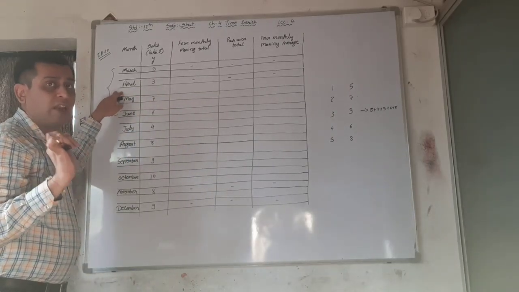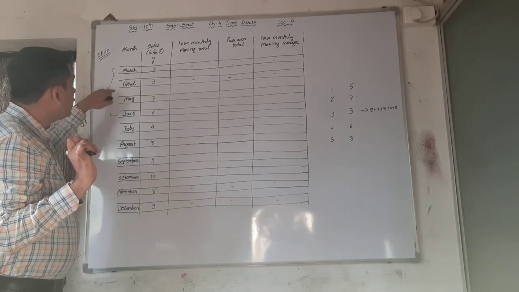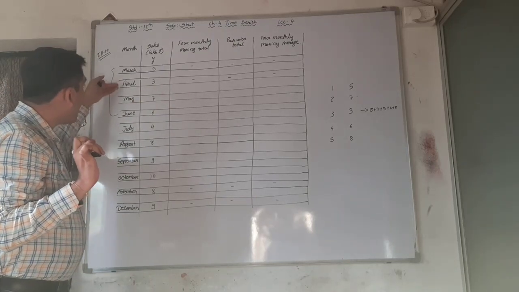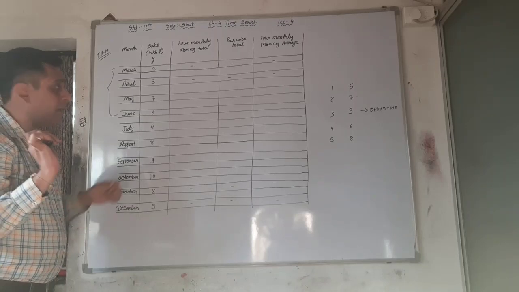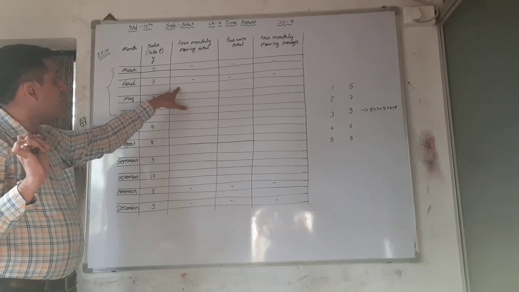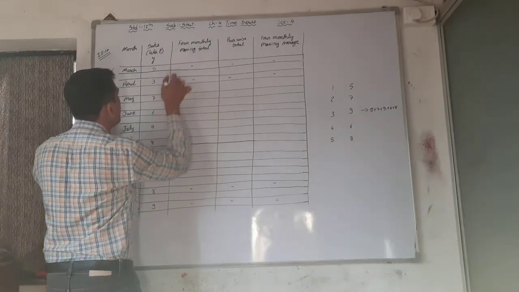Compulsory. That's why we are leaving one line between these, because the center of this 4 year or 4 month is the 2 after 2 and before 3. That is the middle of 2 and 3. That's why we are leaving one line and making the total in this line. So here we are writing the 4 monthly moving total.